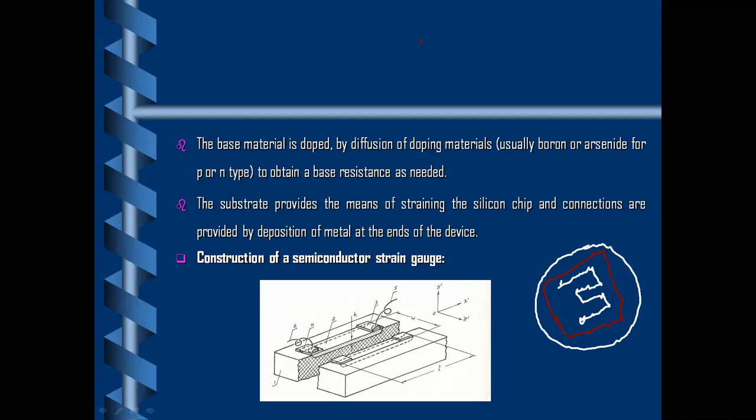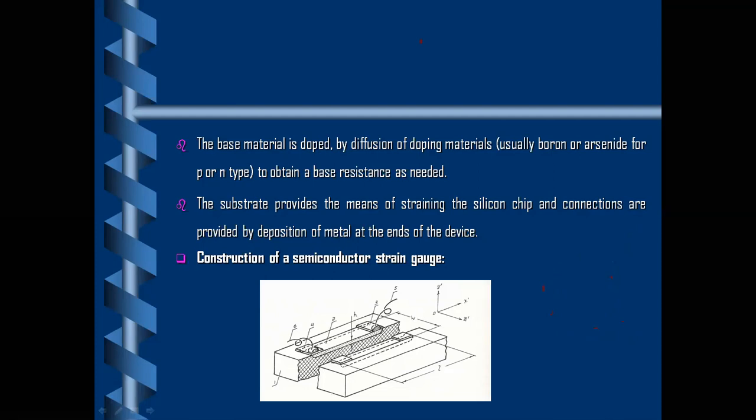So what type of material is to be used? The base material is doped. This is your base material. It is doped by a diffusion of boron or arsenide for P or N type, to obtain the base resistance as needed. A base means something to rest on.